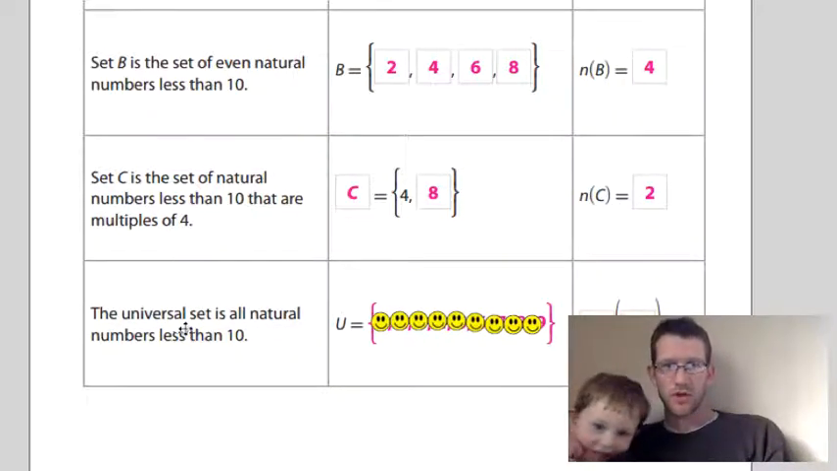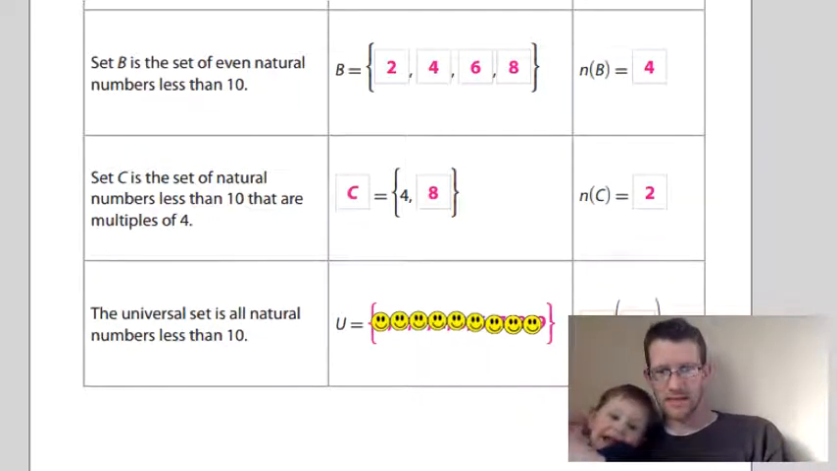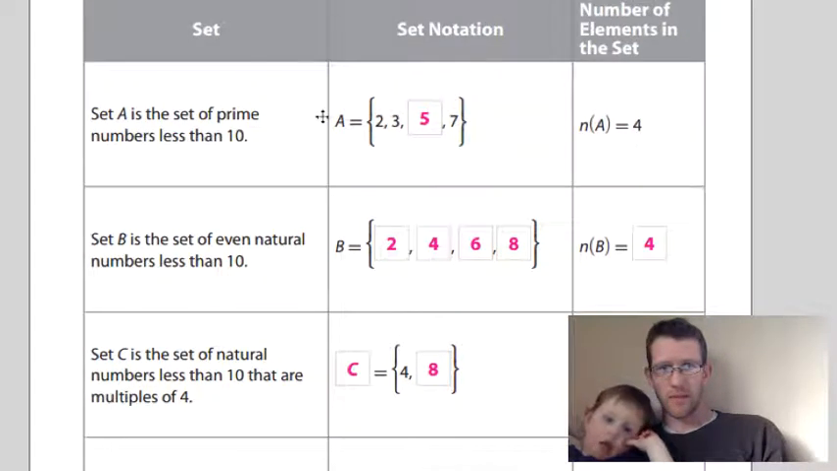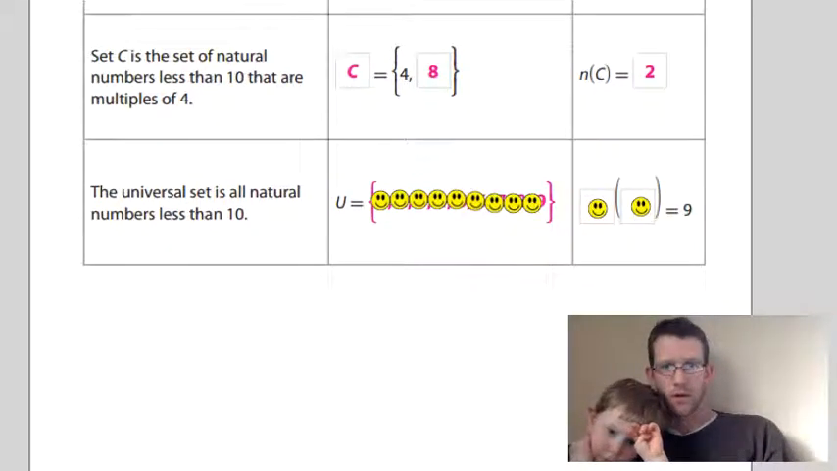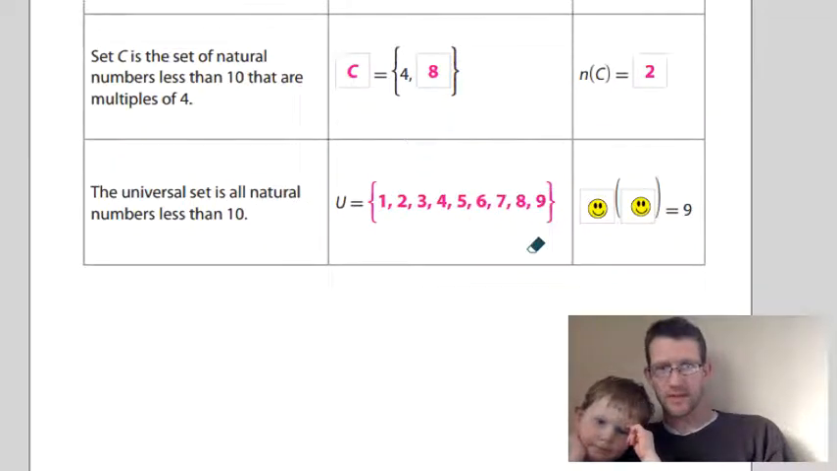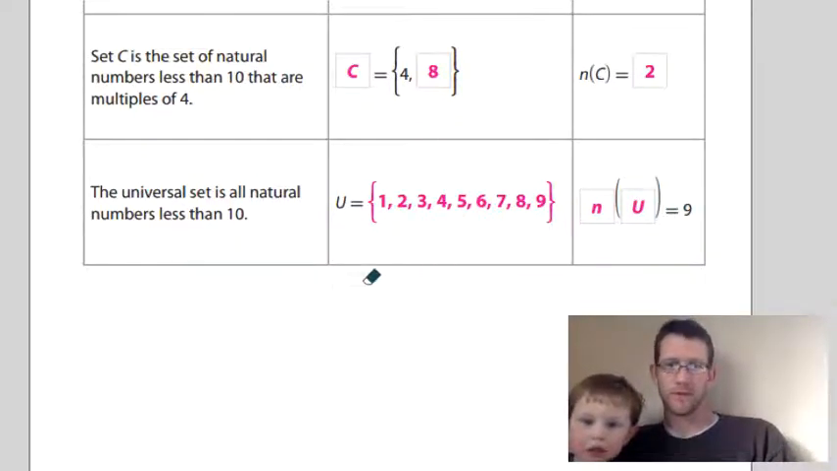And then finally, the universal set of all natural numbers less than 10. The reason this is our universal set is because that was the pattern of these subsets here. They were all looking at natural numbers less than 10, but each was a specific type of natural number less than 10. So all natural numbers less than 10 include 1, 2, 3, 4, 5, 6, 7, 8, 9. Therefore, the number of elements in that set, what set? It is 9. But what set is it? It's U, the universal set.